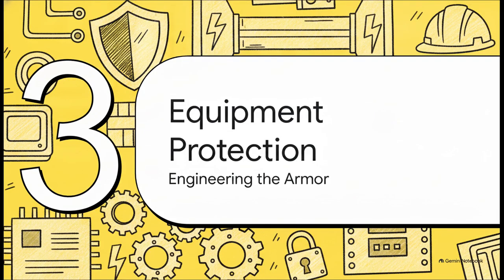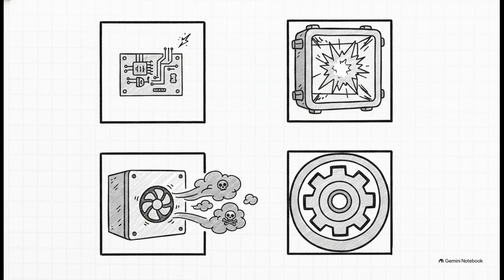All right, Section 3, equipment protection. We know the hazards, we know the zones. Now, how do we actually build the armor? How do we keep our sensitive electrical instruments from causing a disaster inside these dangerous areas? Let's break it down. We basically have 4 main protection methods. Ex i uses Zener barriers to restrict electrical energy.